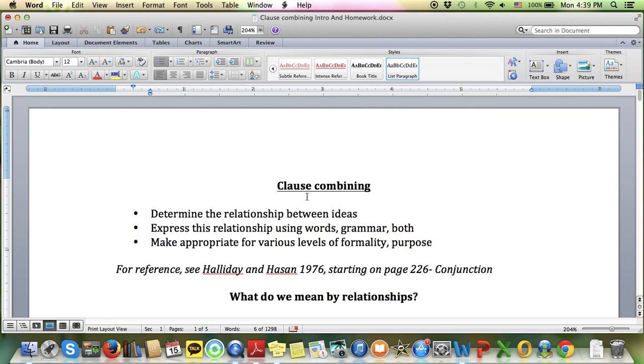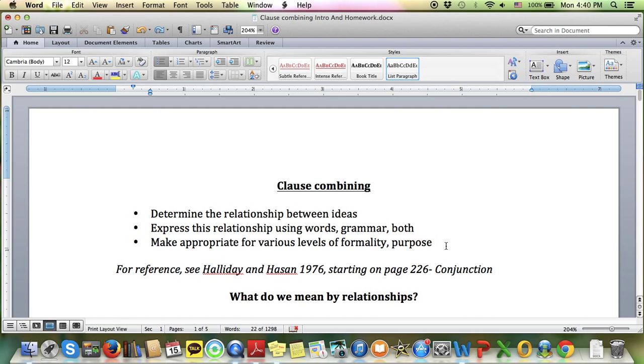So clause combining, to put it pretty simply, is just this. It's a couple of steps: determining a relationship between ideas, and then expressing this relationship using words, grammar, both, you name it. And finally, we need to make it appropriate for various levels of formality and purpose, because there are many ways to express a relationship using different words, grammar, etc. So we have to pick the one that's appropriate for the type of formality and purpose that we've got.